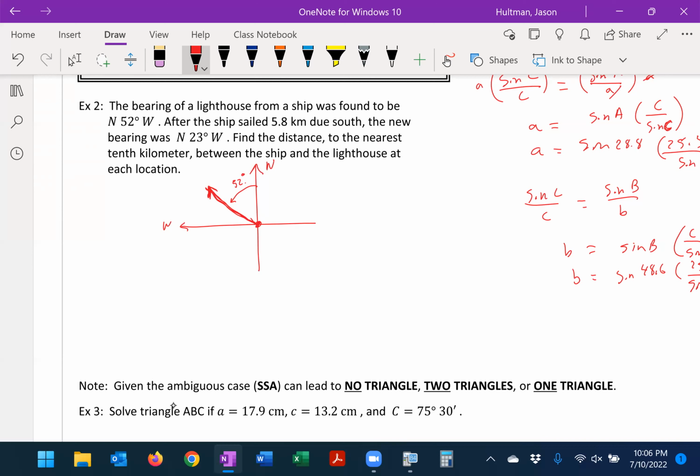If a ship sailed 5.8 kilometers due south, the bearing of the lighthouse from the ship changed. So this is the lighthouse here. I'll put the little lighthouse here. Maybe it's on an island, who knows? And it's got a little light that's shining out. And this is the ship. If the ship sailed 5.8 kilometers due south, the new bearing was 23 from here to here.